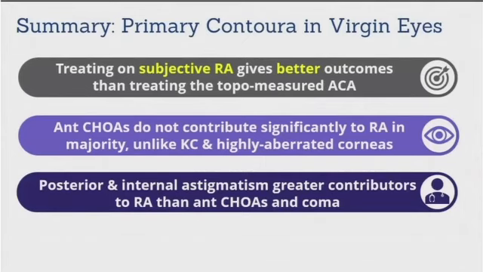Naturally occurring anterior corneal HOAs do not contribute significantly to refractive astigmatism in the vast majority of virgin eyes. And posterior corneal astigmatism is likely a much greater contributor to ORA and refractive astigmatism than anterior corneal HOAs, and therefore posterior corneal astigmatism needs to be taken into account when treating topography-guided. And that is in fact exactly what we do when treating on the subjective refractive astigmatism.